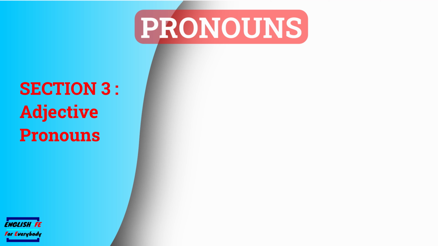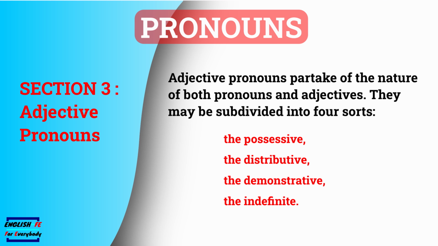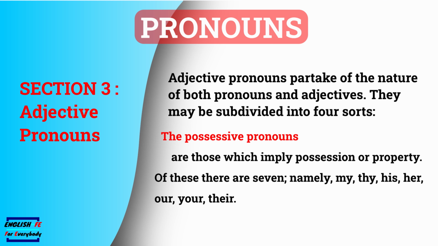Section 3, of the adjective pronouns. Adjective pronouns partake of the nature of both pronouns and adjectives. They may be subdivided into 4 sorts: the possessive, the distributive, the demonstrative, and the indefinite. The possessive pronouns are those which imply possession or property. Of these there are 7, namely my, thy, his, her, our, your, their.